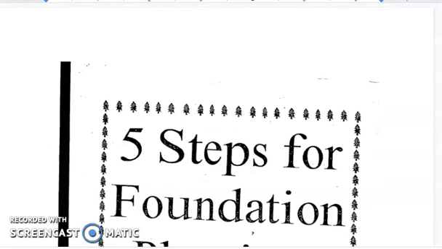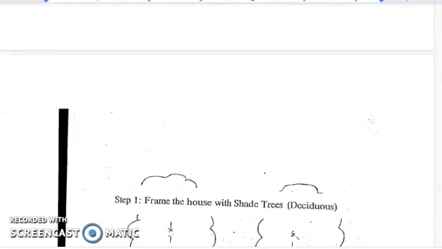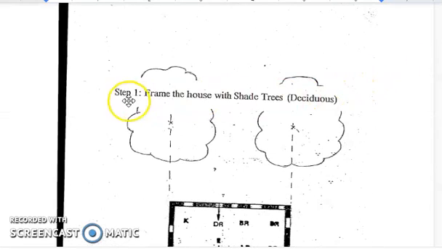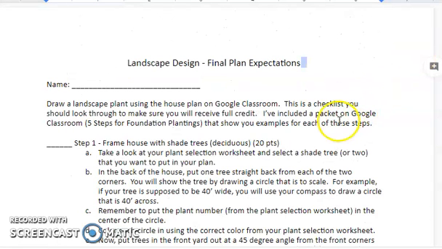I've also included something that looks like this, that kind of gives you some visual examples of what I'm talking about. And you might notice here that step one in this document should correlate with step one on your checklist. So I've tried to make it really easy for you to go through, but this is a big project. So we're going to do the best with it that we can.